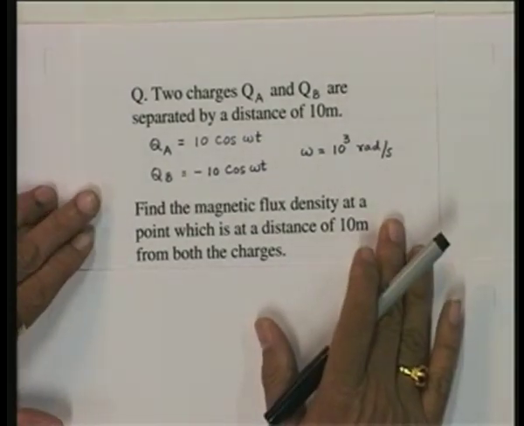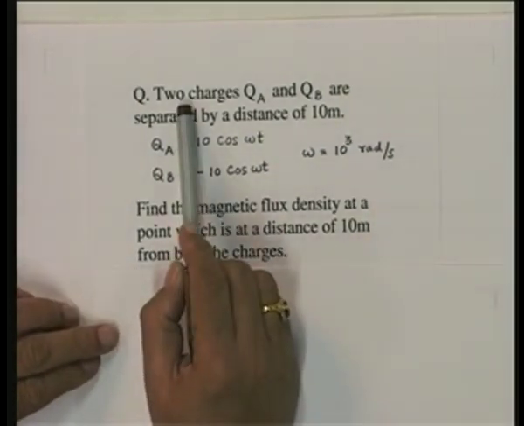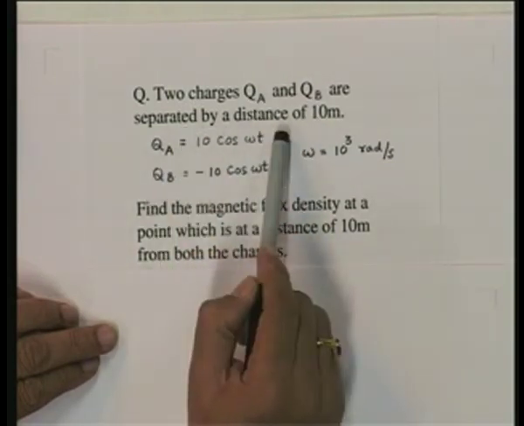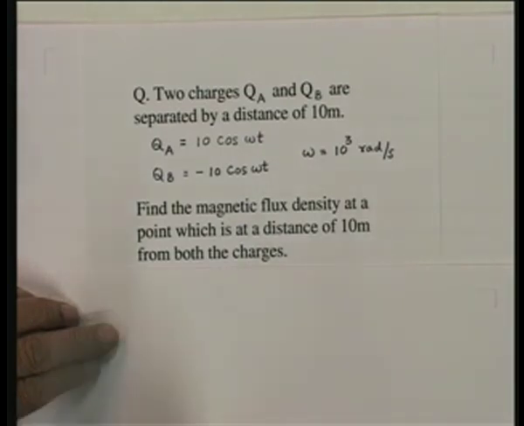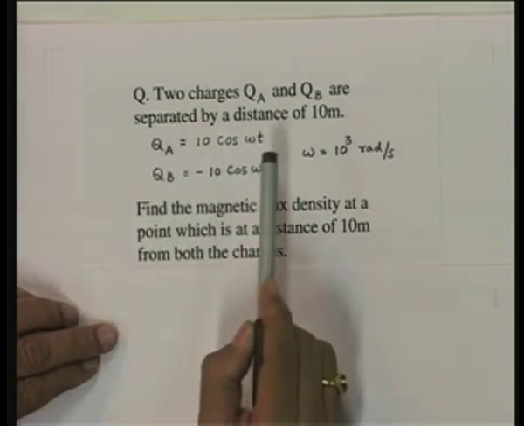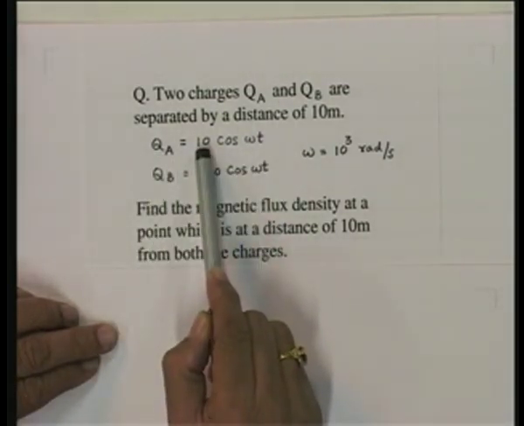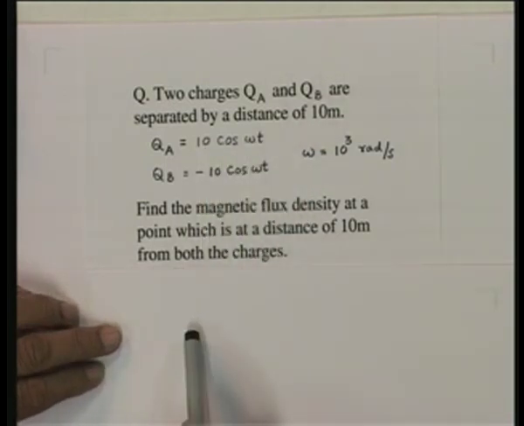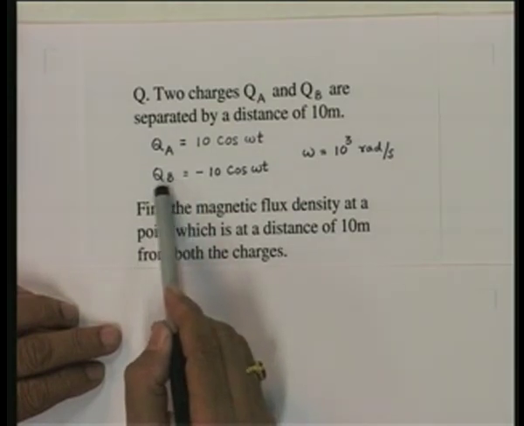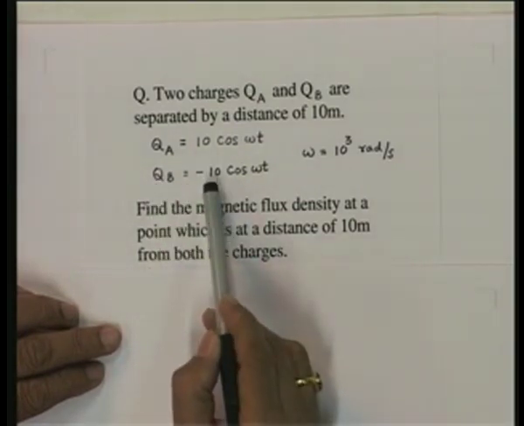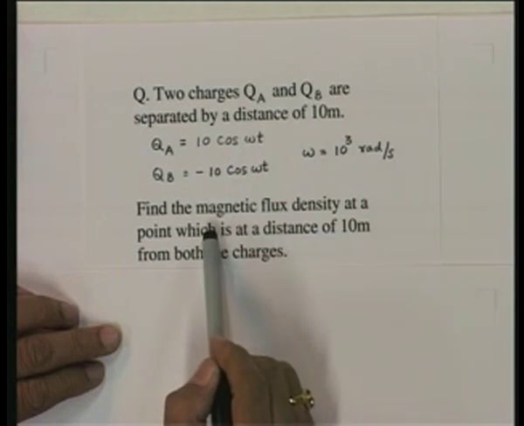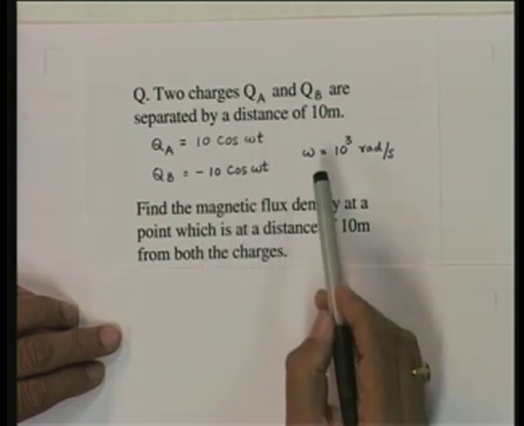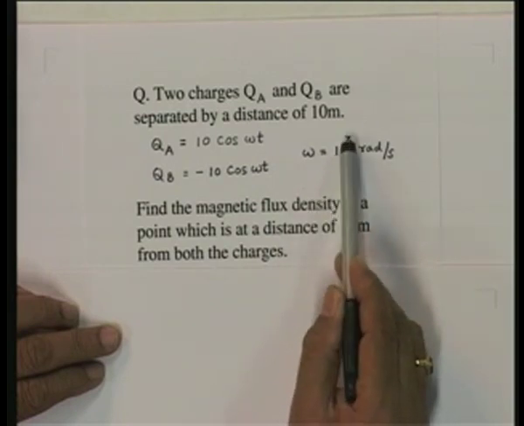So, let us consider a problem here. There are two charges QA and QB which are separated by a distance of 10 meters. QA has an amplitude of 10 coulombs and it is sinusoidally varying with a frequency omega. Similarly, the charge QB has an amplitude of minus 10 and it also varies sinusoidally with frequency omega, where omega is equal to 10 to the power 3 radians per second.